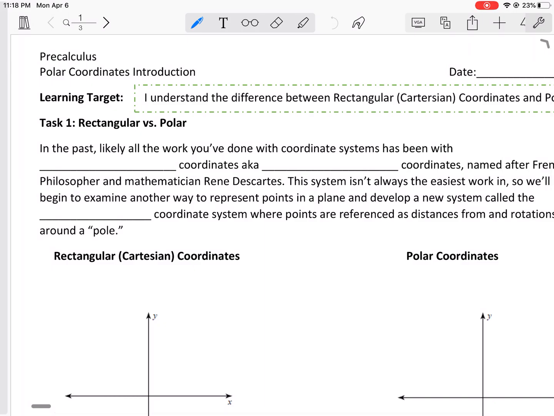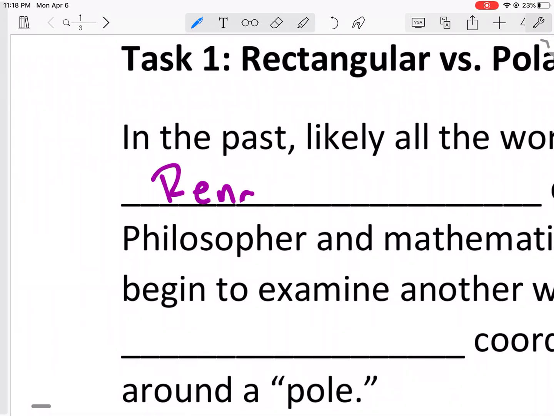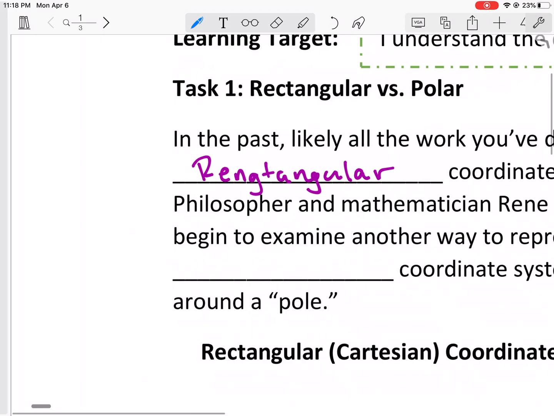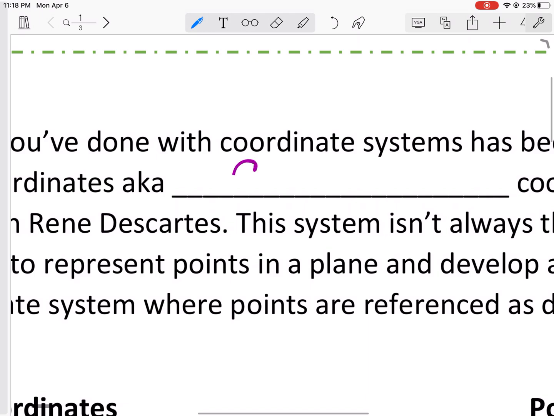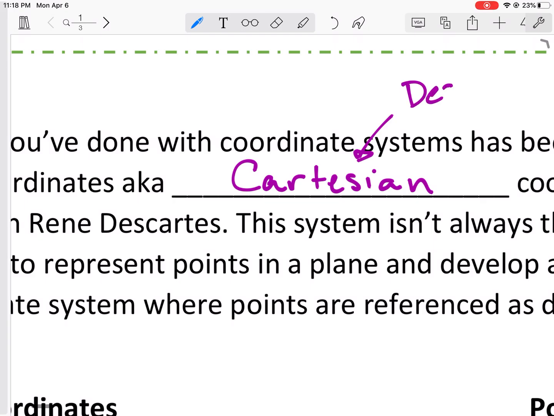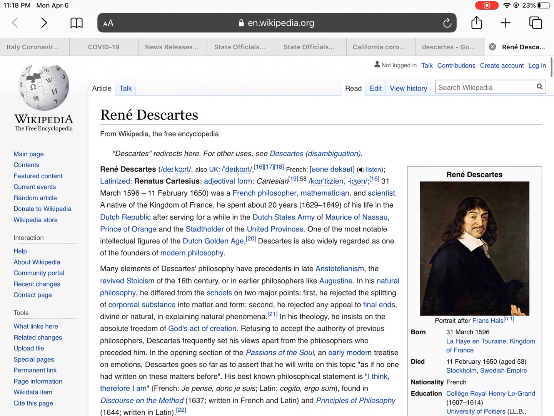So in the past, most of the work you've done with coordinate systems, whenever you've graphed anything, has been what we call rectangular coordinates. We'll talk about why we call it rectangular in a second. Oftentimes you might see this also called Cartesian coordinates. This word Cartesian comes from a famous mathematician and philosopher named Descartes. You may have heard it or seen his name somewhere. In fact, Descartes was this guy right here.